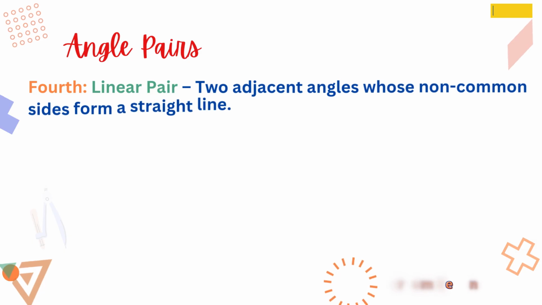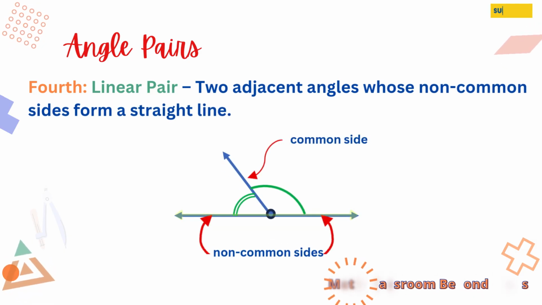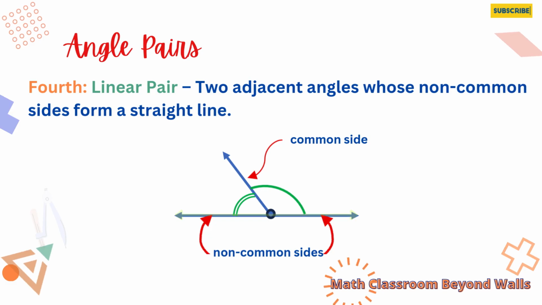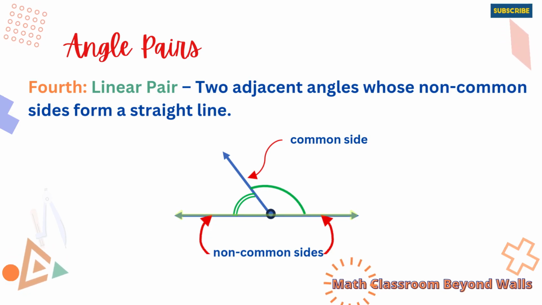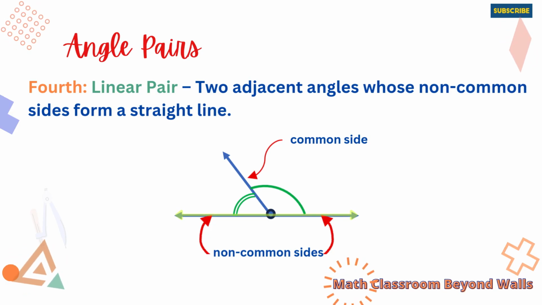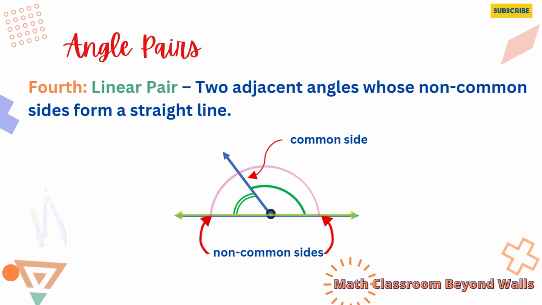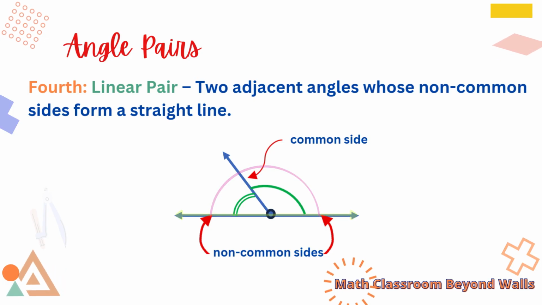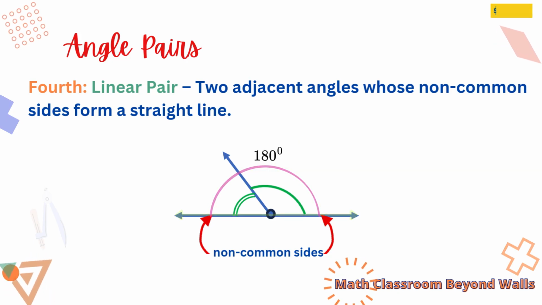Okay, so fourth, linear pair. These are two adjacent angles whose non-common sides form a straight line. This is where a linear pair gets its name. The sides not common to the two angles form a straight line. Because the non-common sides form a straight line, the pair is also supplementary. That is, the sum of the measures of the two angles is always 180 degrees.